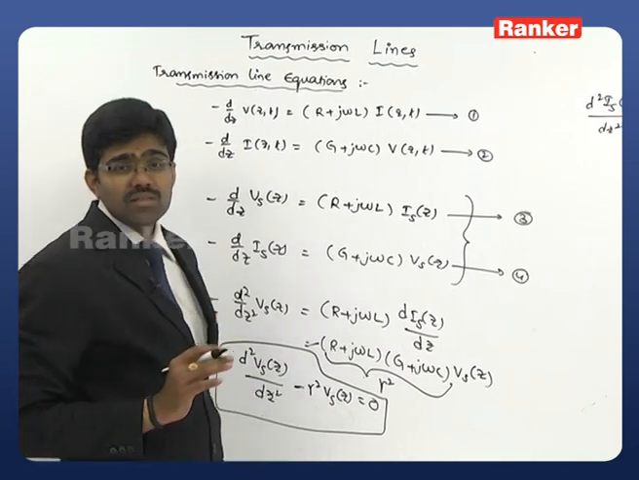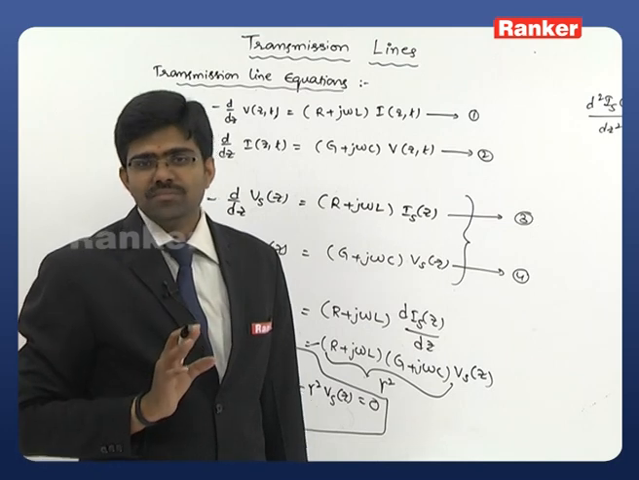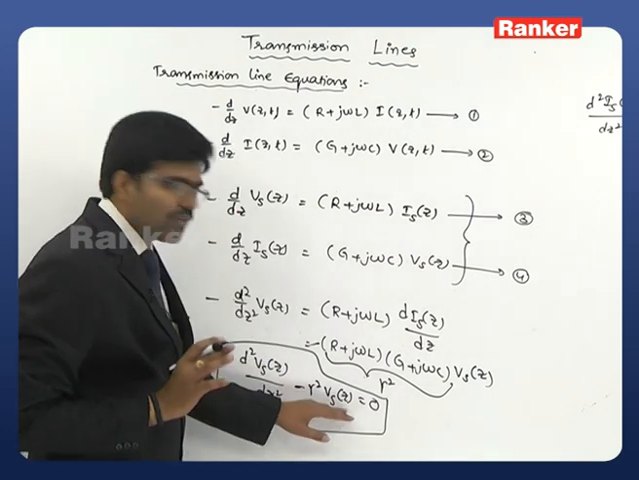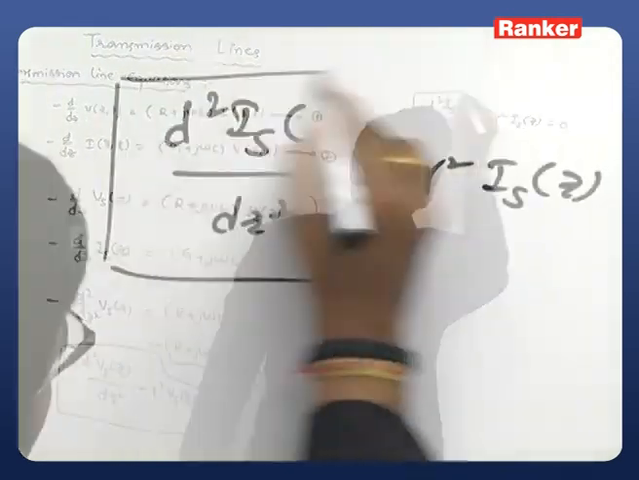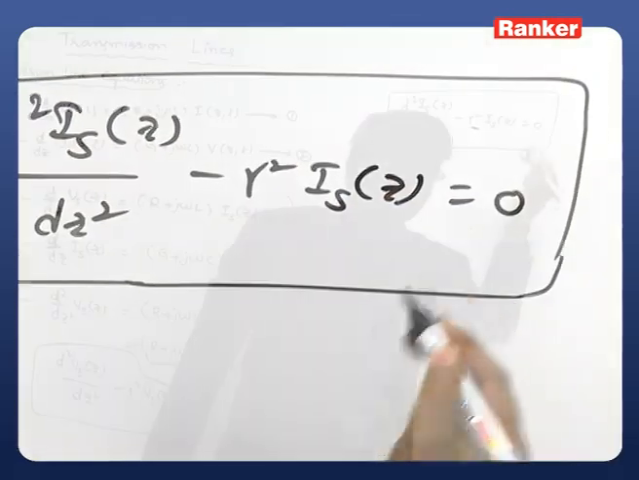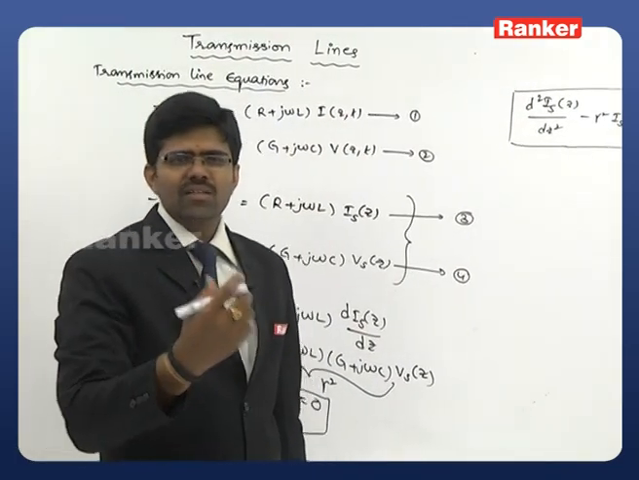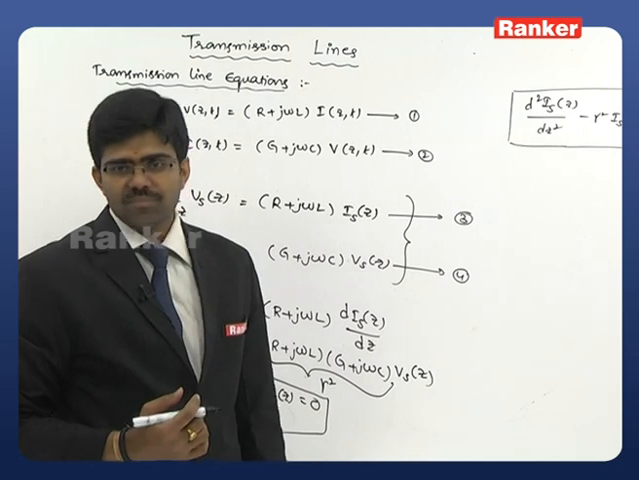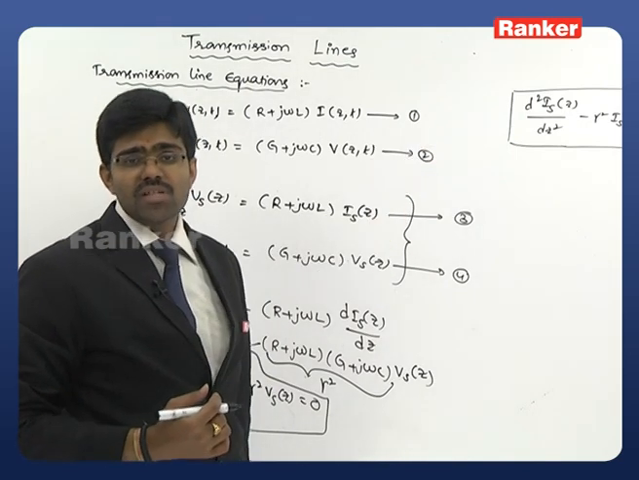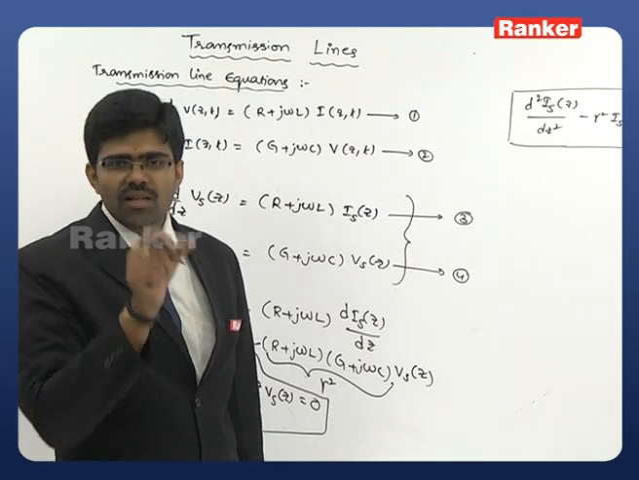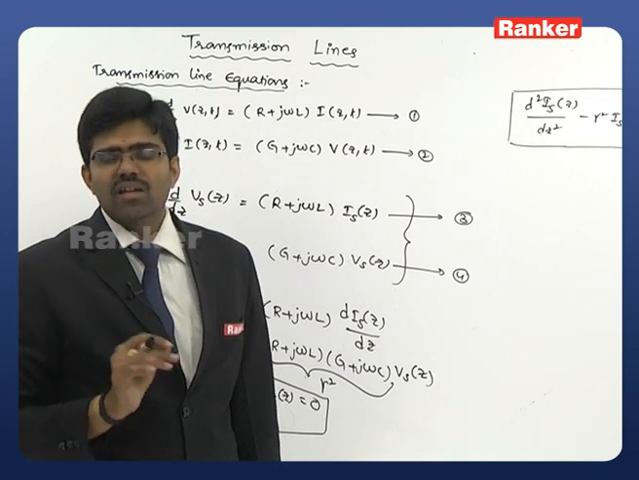These two equations are called the wave equations or the transmission line equations for voltage and current. For the voltage, this is the exclusive equation, there is no current term here, and for current, this is the exclusive equation, there is no voltage here. Now we have to solve these equations. Then you will get the exact equations for the voltage and current. If you get the solution for these transmission line equations, you will get the exact current equation and the exact voltage equation in the transmission line.